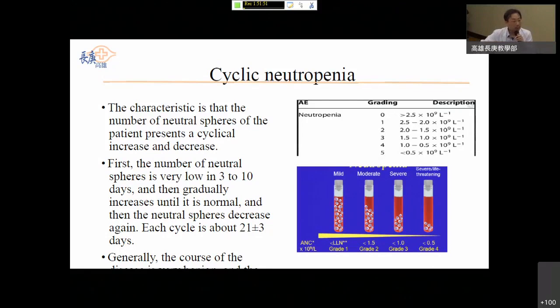In neutropenia, we know the neutrophil, as we can see, there might be a cyclic neutropenia condition. This condition is a hereditary condition that the child will experience a cyclic decrease in neutrophil, and it will go from mild to severe life-threatening condition and then recover to mild, okay. So as we can see, it's grading from 0 to 5. When it is less than 0.5 times 10 to the 9th power, it is considered very severe cyclic neutropenia. And this will cause the patient to be infected very easily, okay?